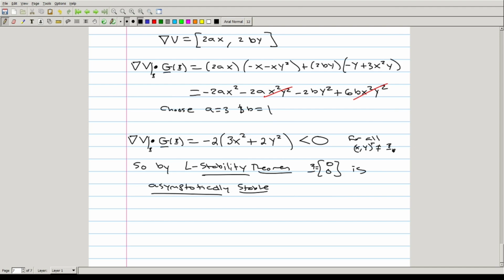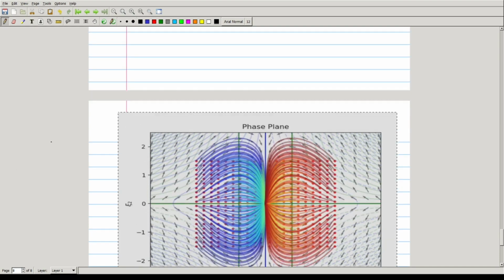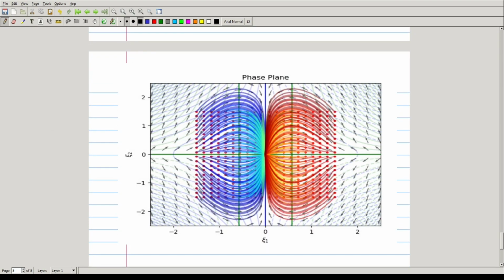And sure enough, if we do a phase plane plot of solutions to this ODE, this is exactly what we see. The solutions very, very quickly, regardless of the initial condition, converge to this point right here. This is a very, very neat example.